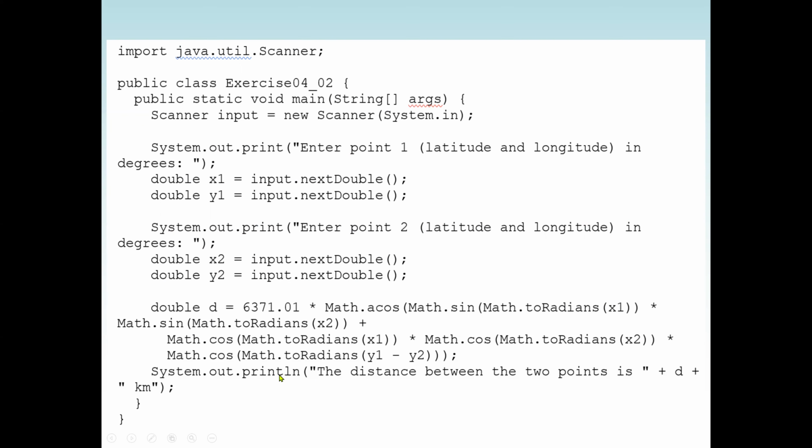After we find the distance, we can display our results. So the distance between the 2 points is the D value.